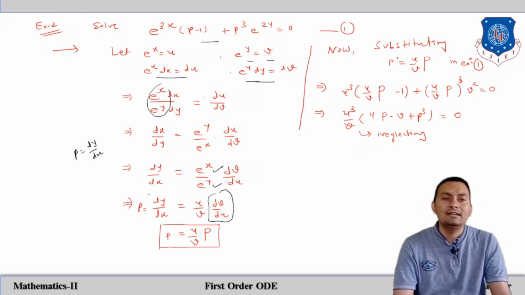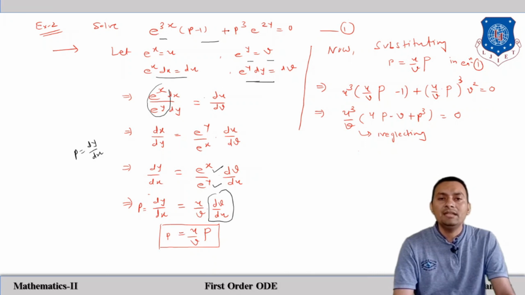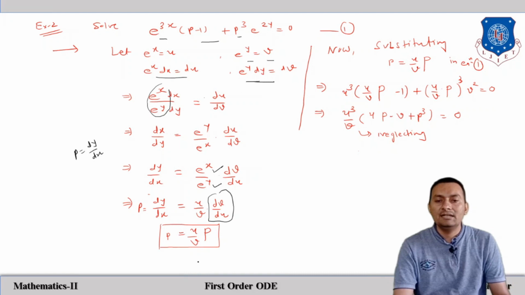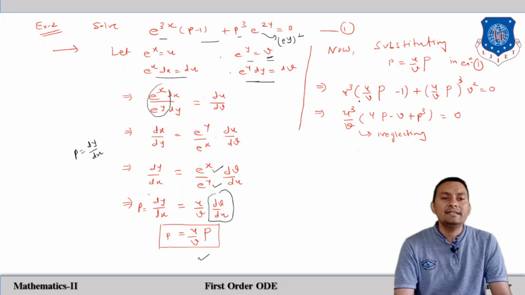So what will I get? Look here: u raised to power 3, p is nothing but u divided by v into capital P, minus 1, plus p raised to cube, but p is replaced by these quantities, so u by v into P raised to power 3 into v square by v square, because this can be written as e raised to y raised to power 2, and e raised to y is nothing but v, so we get the v square, equal to 0. Now I am taking u raised to cube divided by v common.